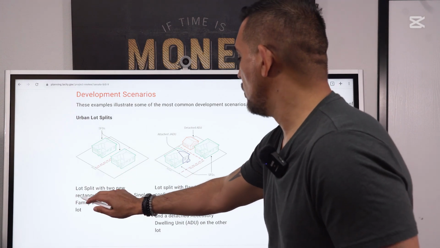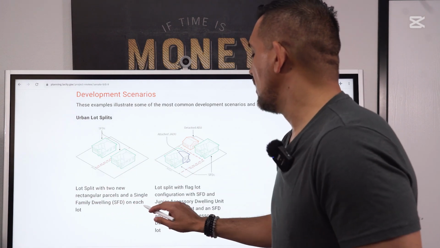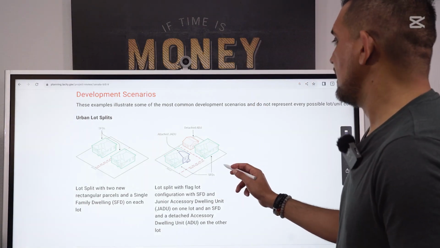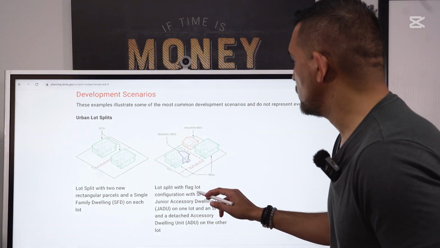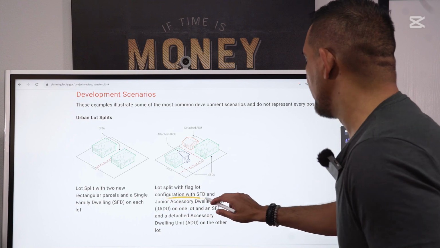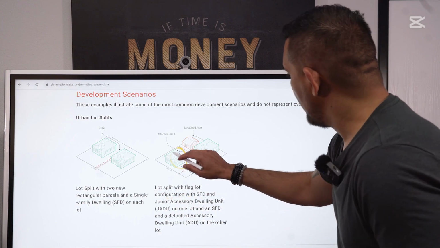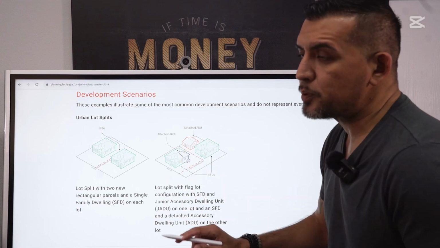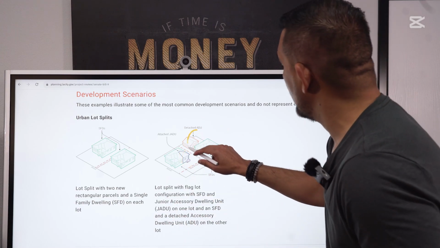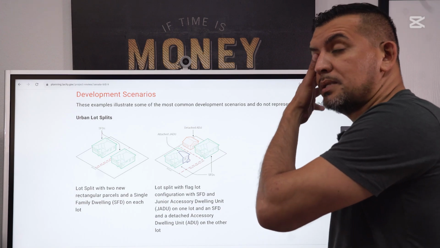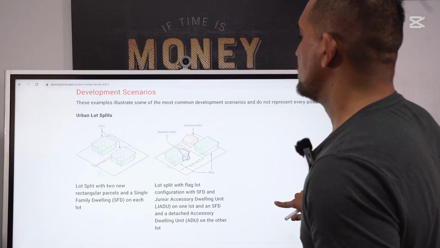Urban split, number 1, it's a rectangular parcel, 2 single family dwellings. And then on the other hand, you have the flag shape where you have the 2-unit development. Lot split with a flag configuration, single family plus. On one, you can do a junior ADU. You have the option to do a junior ADU. On the other one, you can do an ADU, or you can just do 2 units. So that's one configuration. Now let's jump into the 2-unit development.